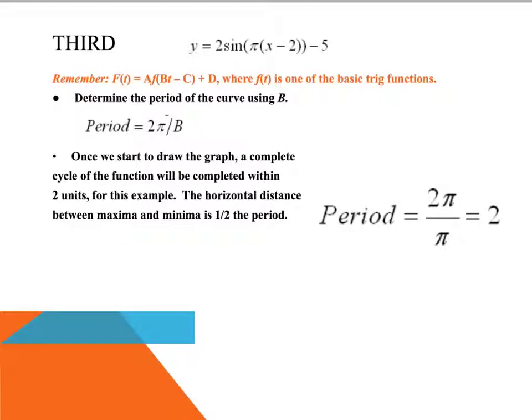The third step is to determine our period, which we do by plugging our b into this formula. So our b in this equation will be this pi. As I have done over here to the side, your period equals 2 pi over pi, which equals 2. This tells us that we will complete one cycle of the function in 2 units.